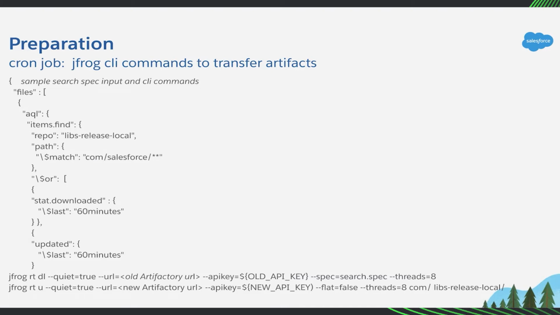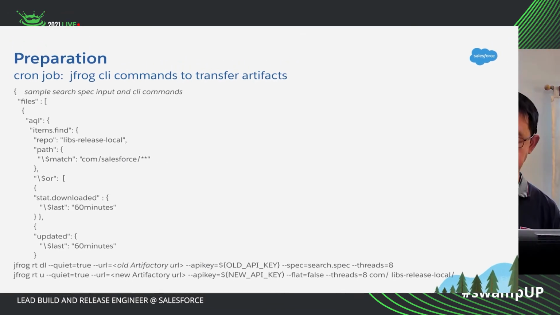We look up all the artifacts being downloaded or updated within the last 60 minutes, meaning basically we are interested in all the artifacts that were updated or accessed, read, write, whatever, within the last hour. Then we do this on an hourly basis. At the bottom here, you can see the two command lines using the JFrog CLI that will download from the old Artifactory server and then upload the same artifacts to the new server.